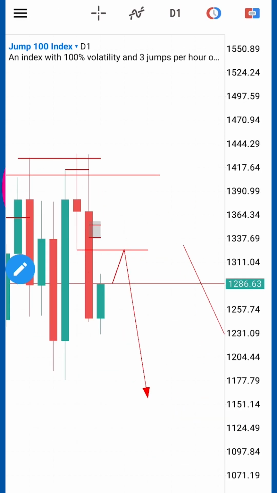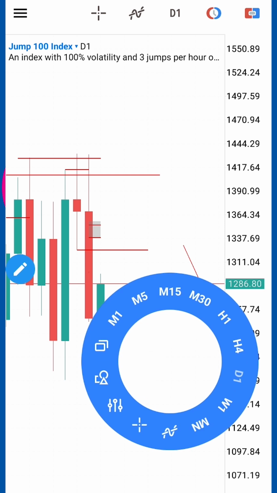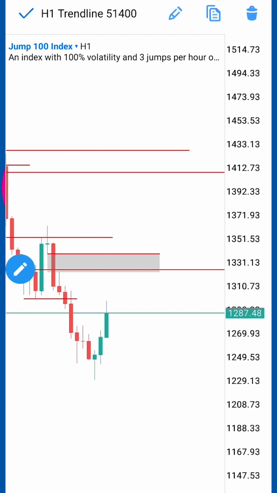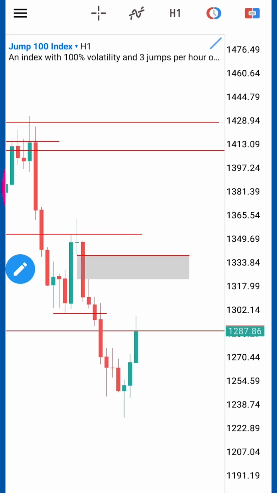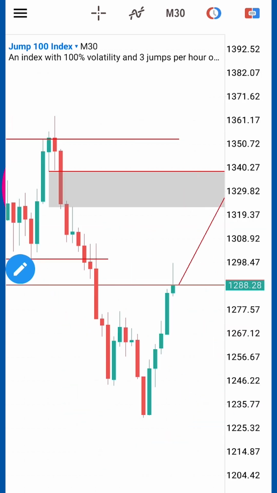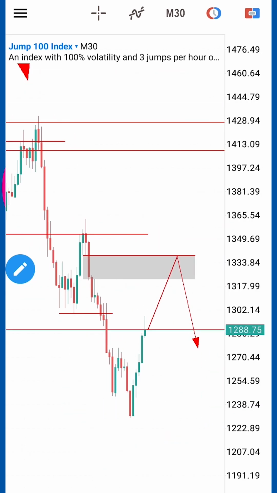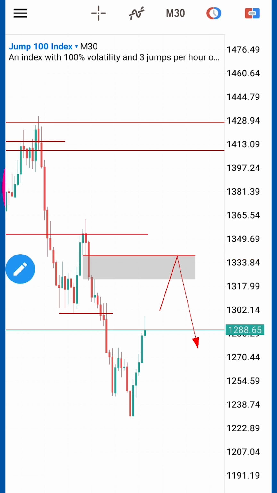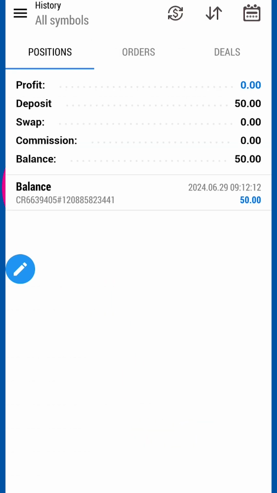I can't place the sell limits right now because the distance between the current price and where I want to place is too short. I think that's what Jump100 does. So I will have to enter at market execution when it reaches there. So yeah, you can see right now I can't place. So yeah, let's wait for the entries.